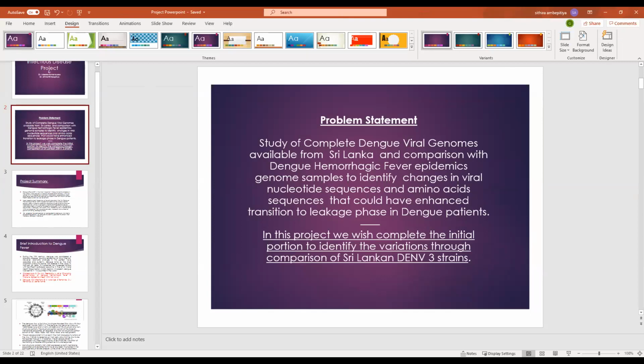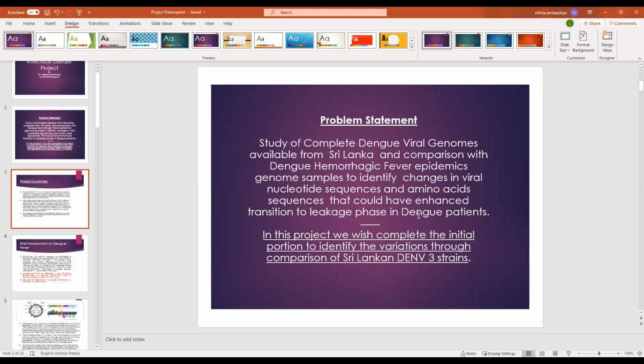So at the beginning, because we are quite new to this, I think with our project we were afraid that it would be beyond our scope and beyond the constraints of this course. So we tried to contract it to something that is doable and achievable within this timeline. So we just started this project, and we will be completing the initial portion to identify variations in a comparison of Sri Lanka's dengue viral strain 3.